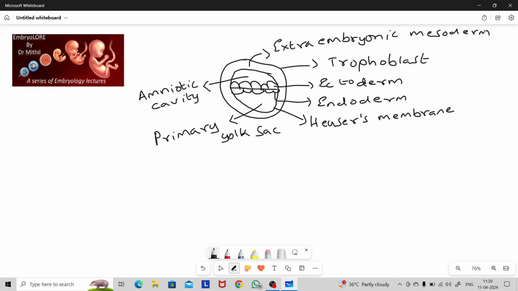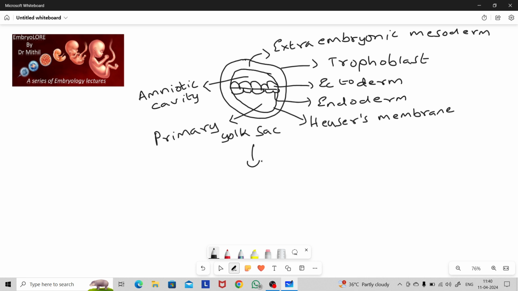Now in the further stage, numerous small cavities appear in the extra embryonic mesoderm, and all these cavities coalesce or fuse to form a structure called the extra embryonic coelom, also called the extra embryonic cavity, or most importantly the chorionic cavity.